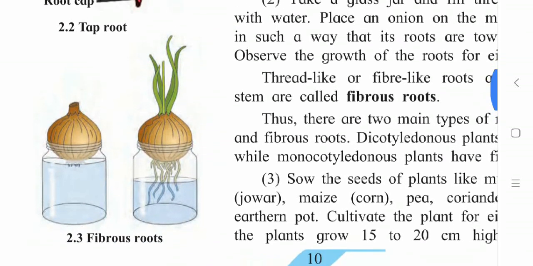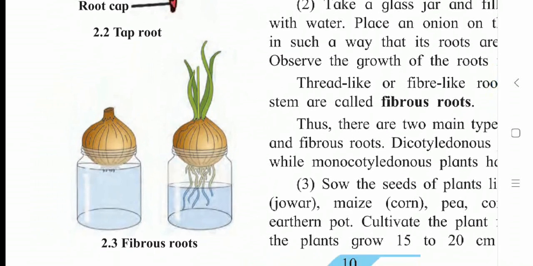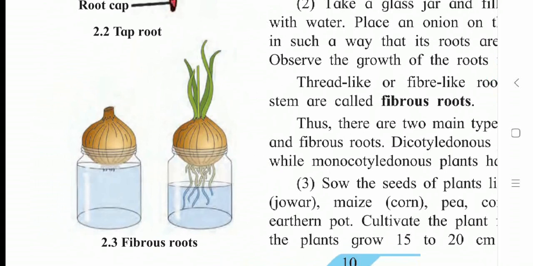See student, in the glass vessel, a transparent glass vessel carrying water inside. We kept an onion there. You can see the growth of that onion. Above that onion, a leafy structure is there, those are leaves of the onion, and downside a number of fiber-like roots are there, and those are called fibrous roots.